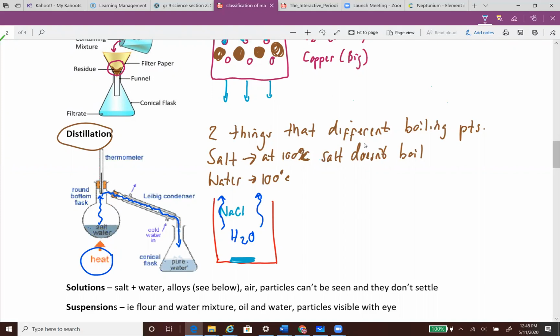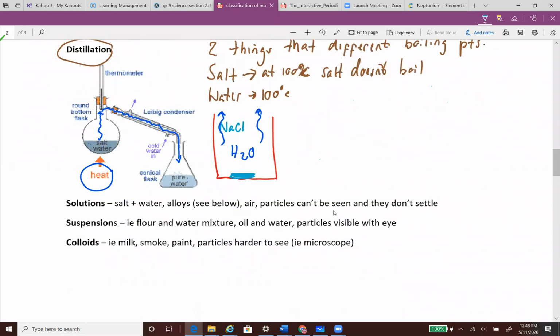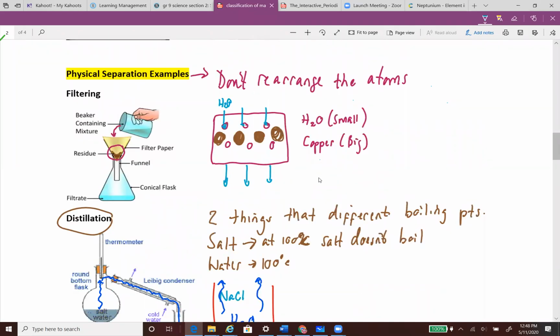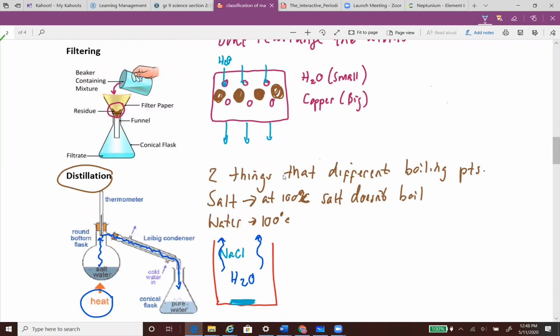So this is another way to physically separate mixtures. Again, we're not rearranging the atoms. We're just using a technique to pull apart the two different types of particles. There is a third example, which I'm going to mention in a second, okay? Any questions about how to physically separate through filtering or distillation?